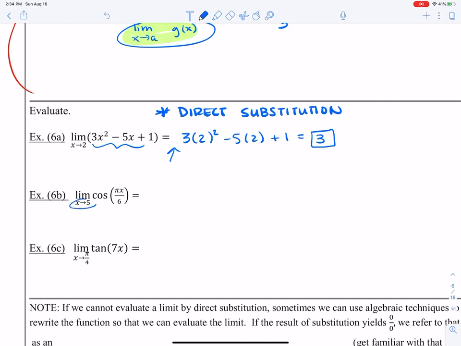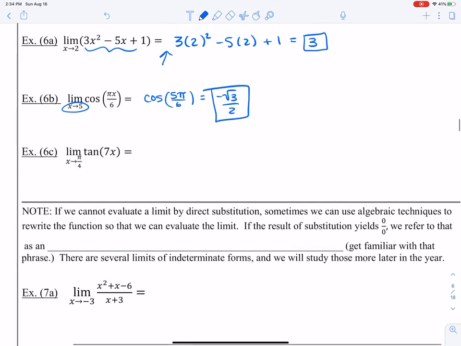6b, again, I'm going to sub in 5. I'm going to say cosine of 5 pi over 6. And because I know all of my unit circle from pre-cal, I'm going to get negative root 3 over 2. Again, direct substitution worked for us. In example 6c, I'm going to plug in pi fourths. And again, because I know my trig really well from pre-cal, I'm going to write tangent of 7 pi fourths. And because I'm direct substituting, I'm not writing the word limit, and I'm going to get the value of negative 1. So remember, direct substitution is a fantastic tool to get us to our limit.